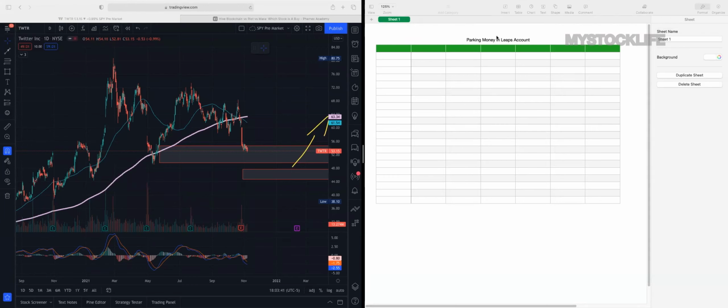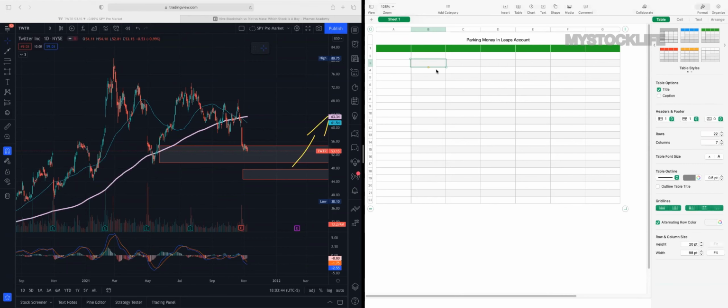So first thing, parking money and LEAPs count. First of all, what exactly is a LEAP? How do you define a LEAP, right? So I'll just write it here. Just give me 1 second, guys. So I'll just merge this.